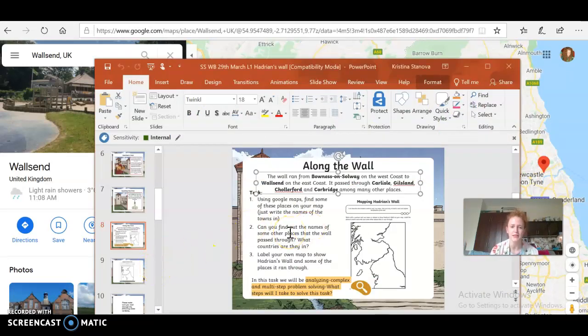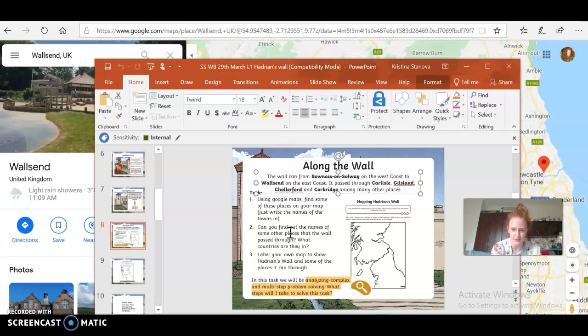Right, number 3, label your own map to show Hadrian's Wall and some of the places it ran through. Once again, go through the cities, find them in Google Maps, mark them on your map, and draw Hadrian's Wall on your worksheet. Okay?